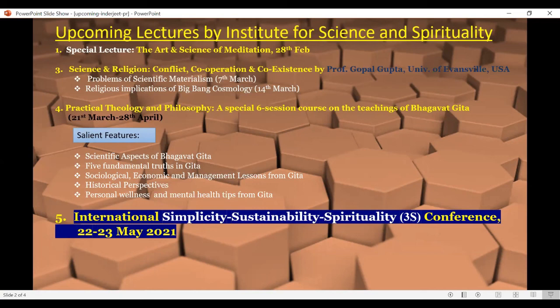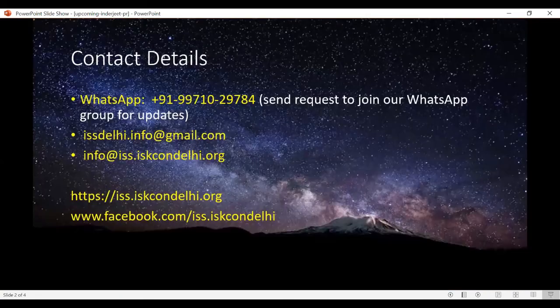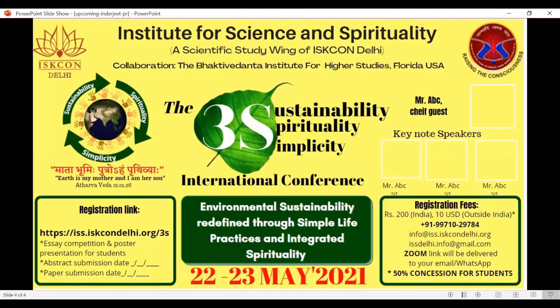And one mega event is also coming up on 22nd and 23rd May. This is a big international conference, and the topic is sustainability, spirituality, and simplicity. So we call it 3S. We'll understand how these 3 things are interconnected. We will be sharing the complete information with you regarding the registration and the other speakers. All the content will be shared with you, but this is prior information for all of you.